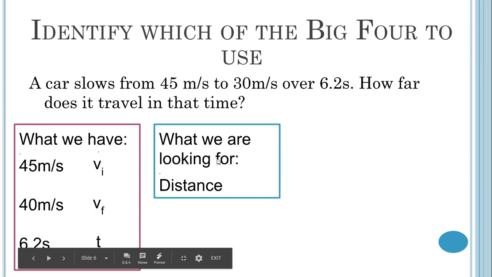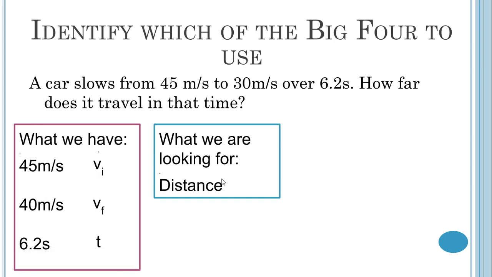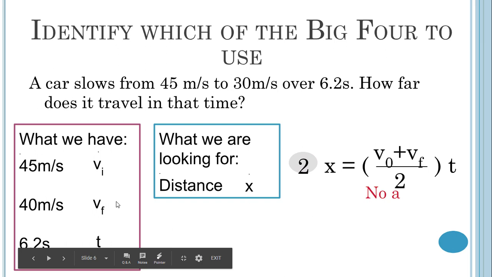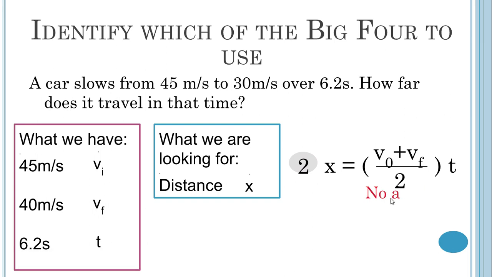What are we looking for? How far does it travel? That means we're looking for distance, which means we're looking for x. So when I'm looking at my variables, the one thing I don't have is acceleration. So the equation I'm going to use is the second one, where I'm not given acceleration. Acceleration is not involved in this equation at all.